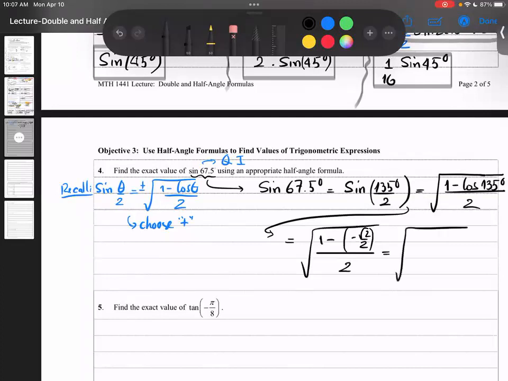One step at a time. Don't skip steps. One plus root two over two, over two. Just changing the two negatives into a positive. Remember what I said, complex fraction? Just one thing at a time, right?